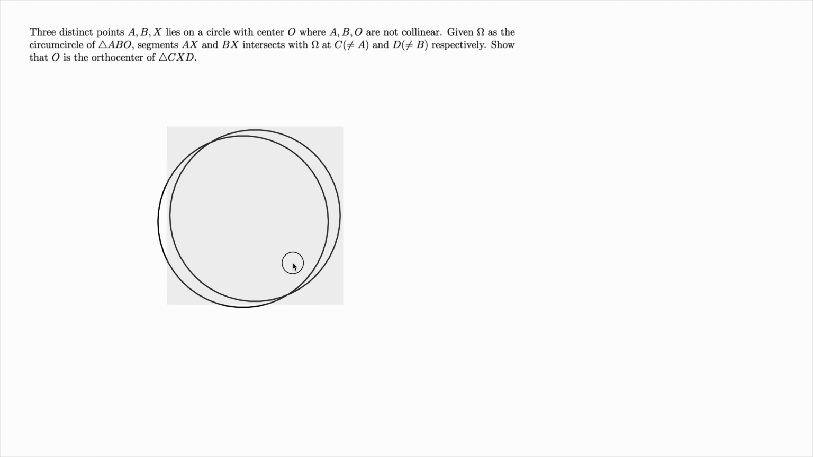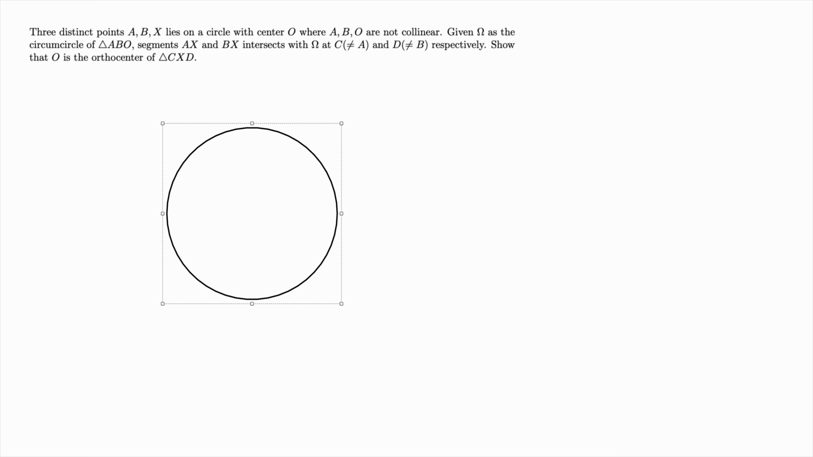First of all, let's draw the diagram. Three distinct points A, B, X lie on a circle with center O. So you have a circle, and let's call these points A, B, and X. This point is the center O. A, B, O are not collinear.